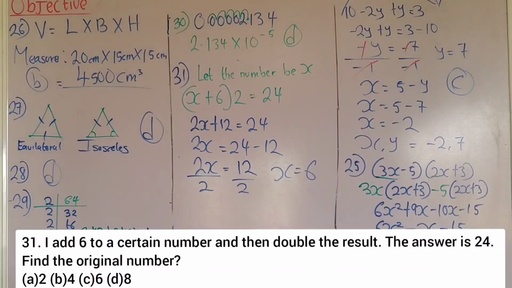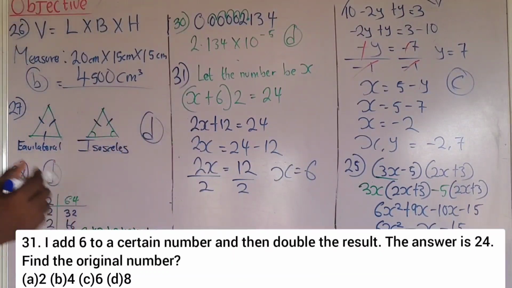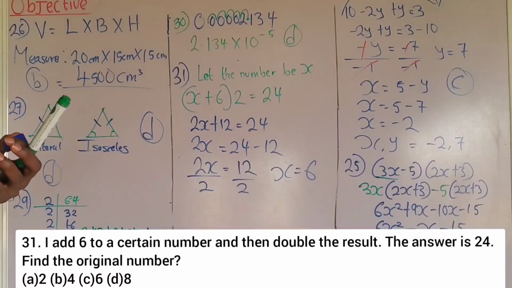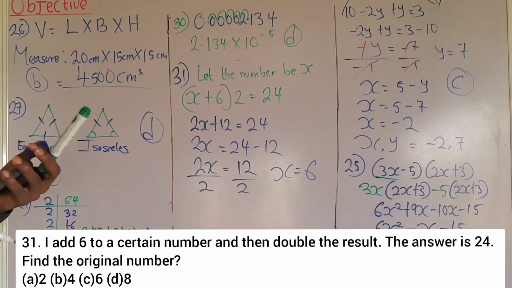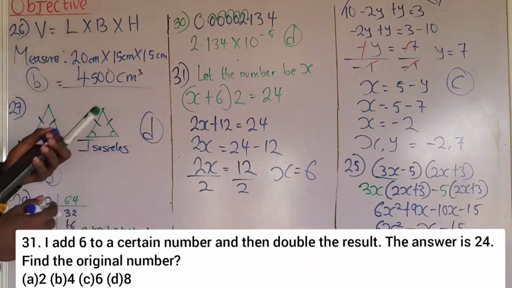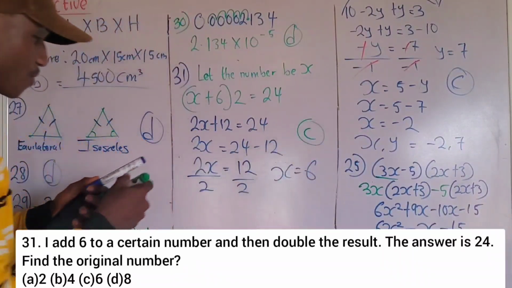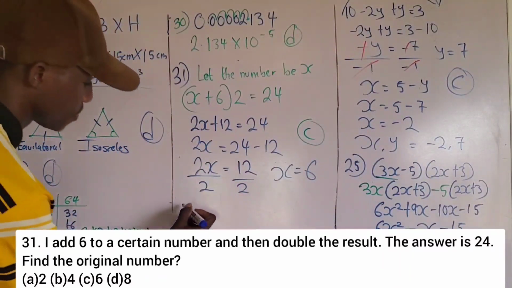You understand? So let us check. If x is 6, 6 plus 6 is 12. 12 times 2 is what? 24. So the right option to that question is option C. Option A is 2, option B is 4, option C is 6, option D is 8. The right option is option C. Option C is correct. Okay. Now for question 32.